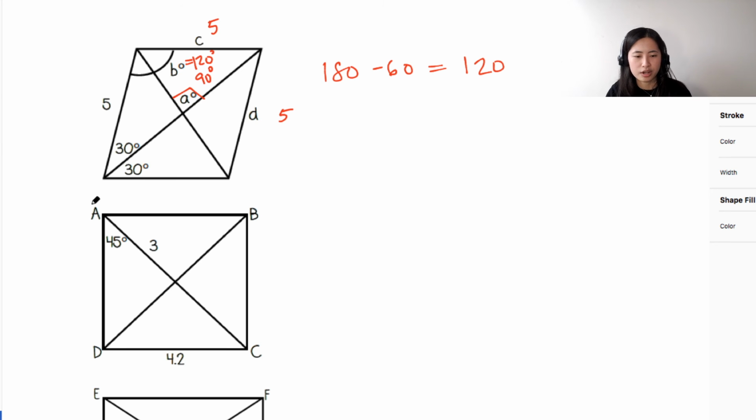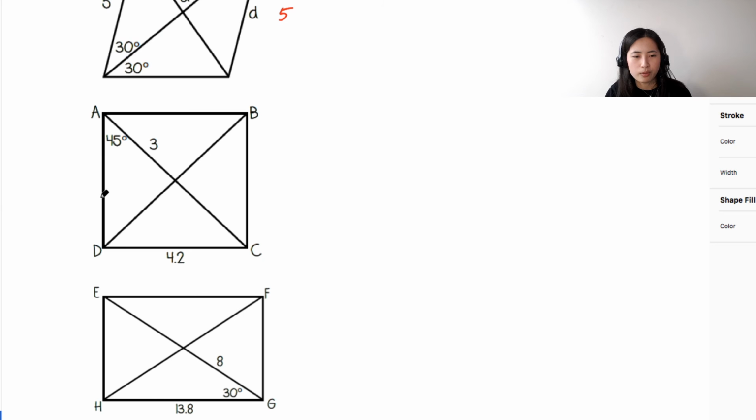Okay, so in this figure, we have a square. What can we say about a square? A square is basically the properties of a rectangle and a rhombus combined. If we're looking at a rhombus, all sides are equal, and so does the square. For rectangles, diagonals are congruent, and so does the square. And a rectangle has four right angles, and so does the square.